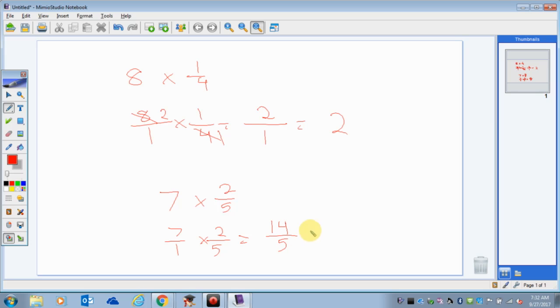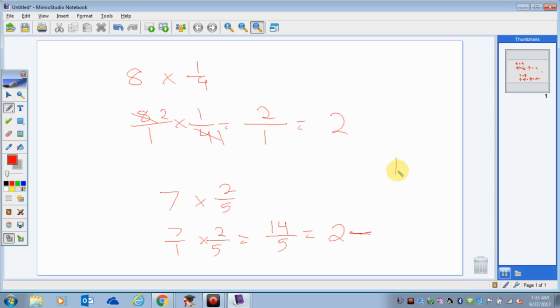So first thing I'm going to do is I'm going to put equals, and then I'm going to put a fraction bar, because you're still going to have a fraction here most of the time. 5 will go into 14 evenly 2 times. So however many times the denominator will go into the numerator, that's going to be your whole number. So 5 goes into 14 2 whole times. How many are left over? Well, if 5 will go into 14 2 times, 5 times 2 is 10. So there's going to be 4 left over.